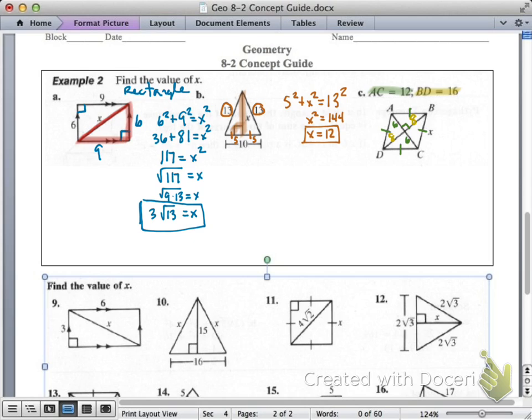And then two legs of 8 and 6. Each triangle really looks like this. Use the Pythagorean theorem. 36 plus 64 equals 100. 10 is what x is equal to.